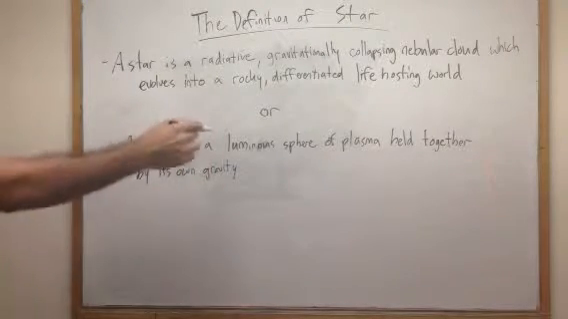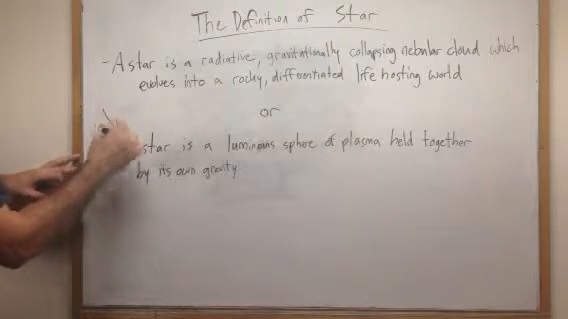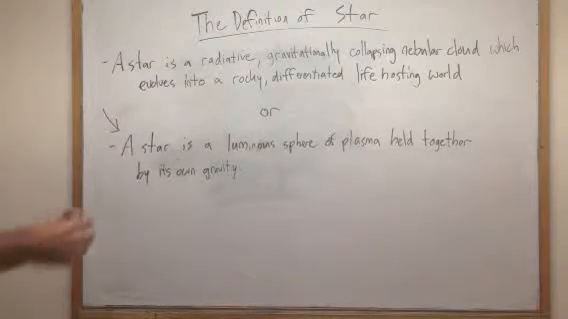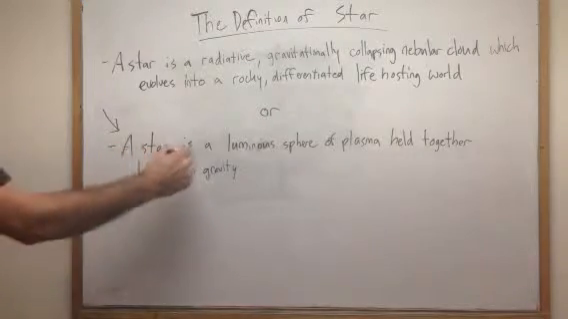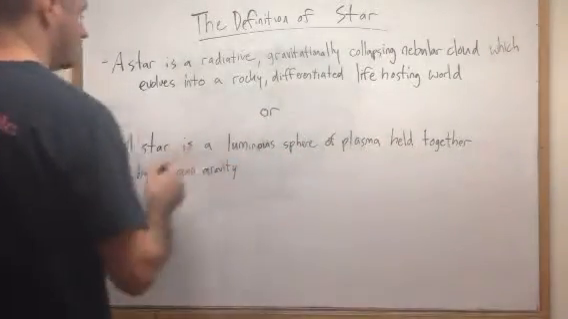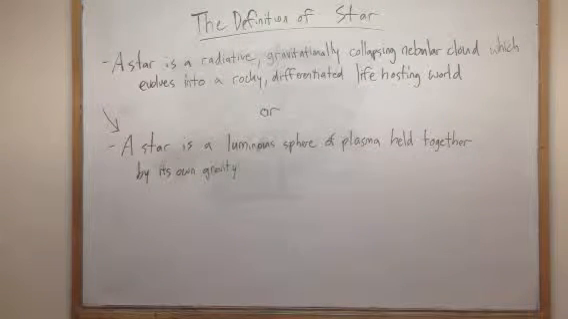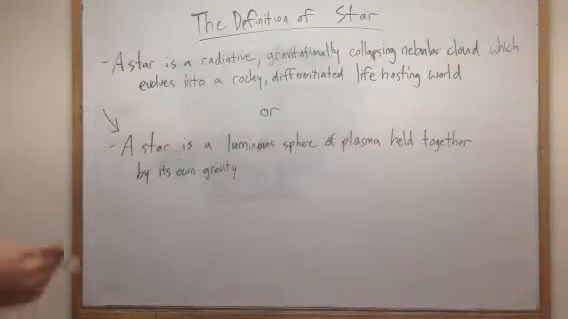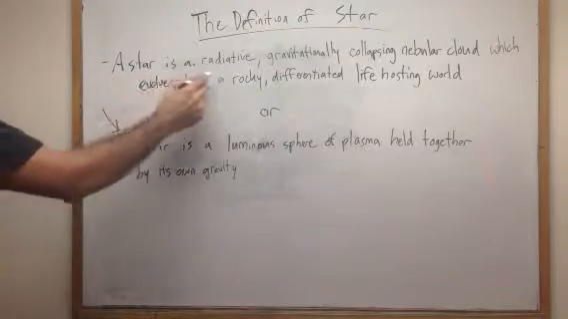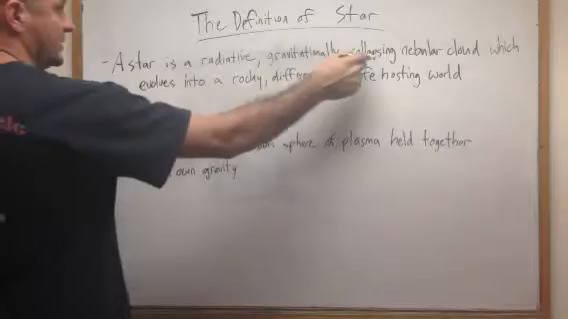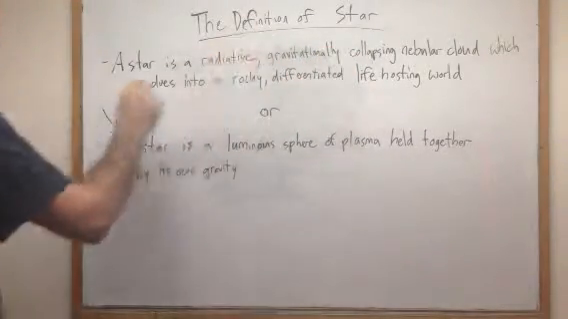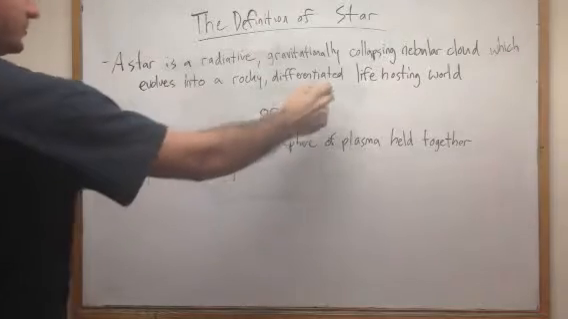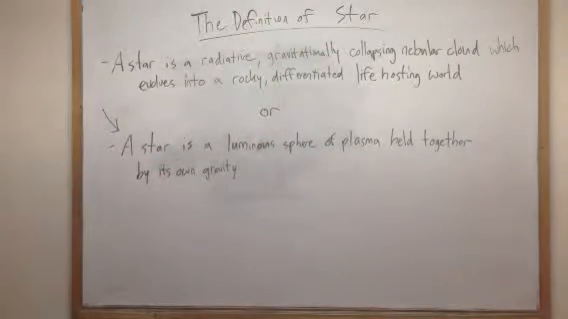For instance, establishment physics and astronomy and cosmology and all the above has a definition of a star being: a star is a luminous sphere of plasma held together by its own gravity. I'll go over that later. It appears to be a good definition at first glance. According to stellar Metamorphosis, the definition of a star is a radiative, gravitationally collapsing nebular cloud which evolves into a rocky, differentiated life-hosting world. That is one hell of a definition, and I'll show you why.